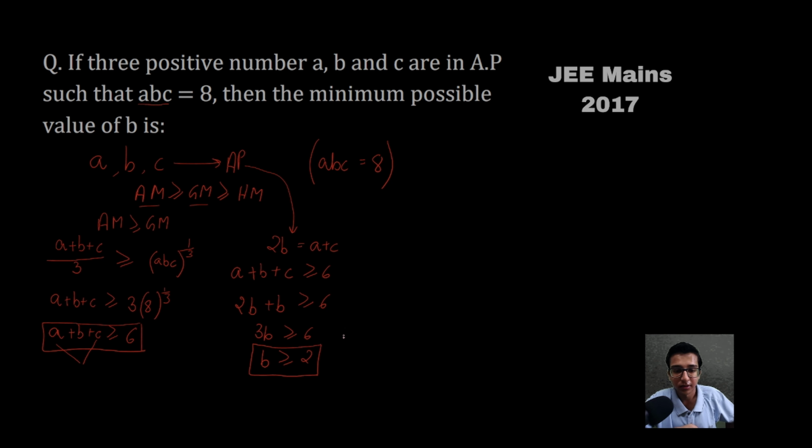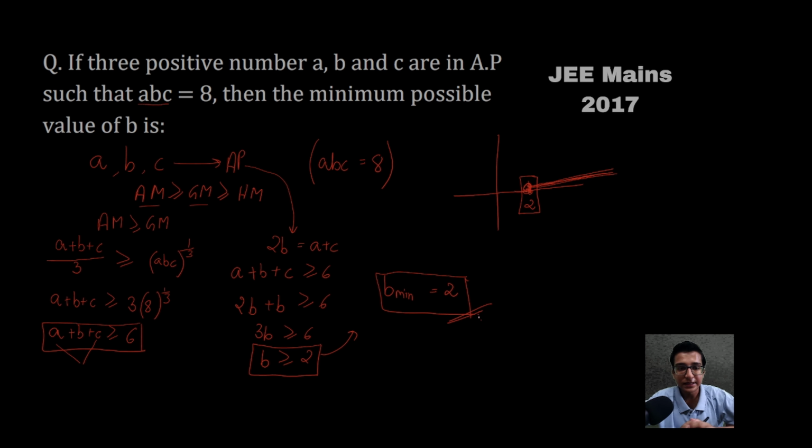So we've got the minimum value of B. The minimum value of B would be 2. If we were to represent this on a graphical scale, let's say there is 2 here, the value of B ranges over values greater than or equal to 2. It can be any value greater than or equal to 2. So the minimum value that is possible for B is 2, obviously. So we've got that as the answer. Easy question, but again it required you to know the concepts and the trick to solve it. Let's move on to the next question.